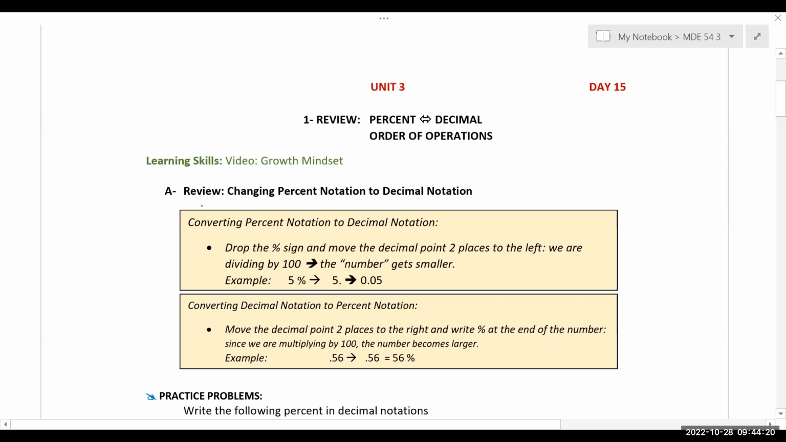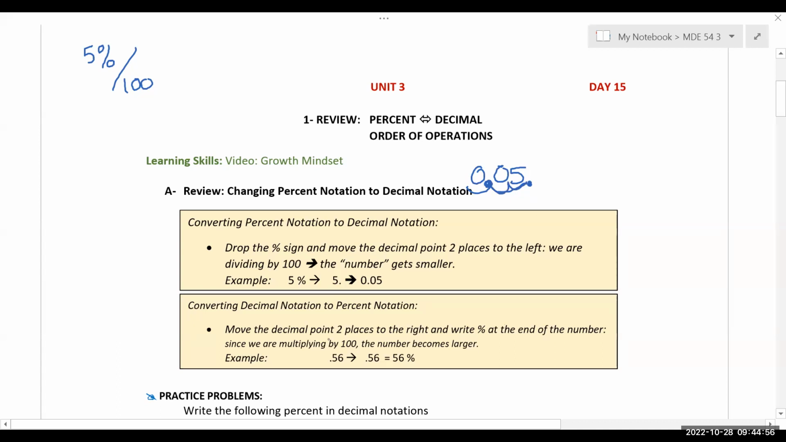So for converting percent notation to decimal notation, if you've got a percent, you drop the percent and divide it by 100. So 5%, for example, is 0.05. If you're not sure, put it in the calculator, 5 divided by 100. Another way you could do it is you're moving your decimal 2 places to the left, making it smaller. So 1, 2. So there was my 2 spots.